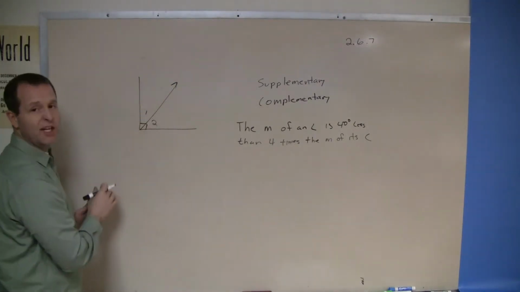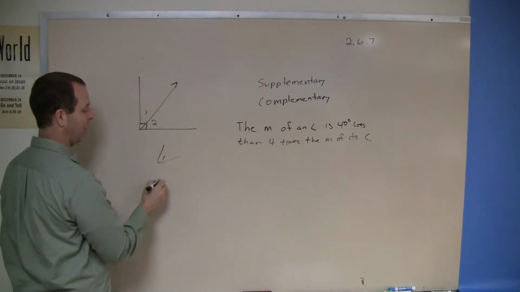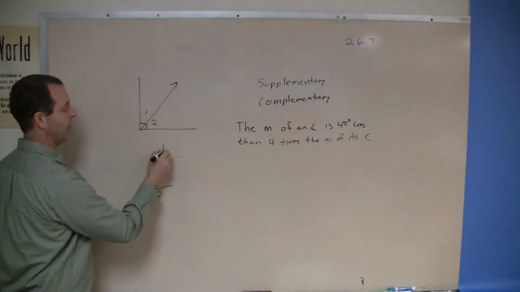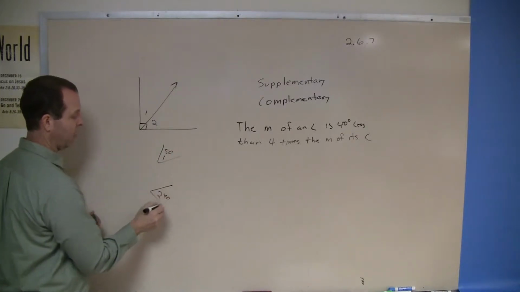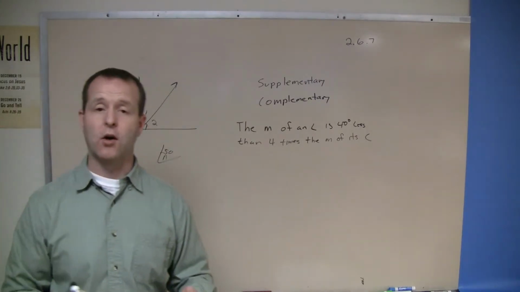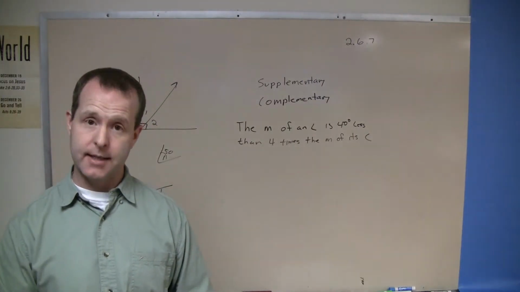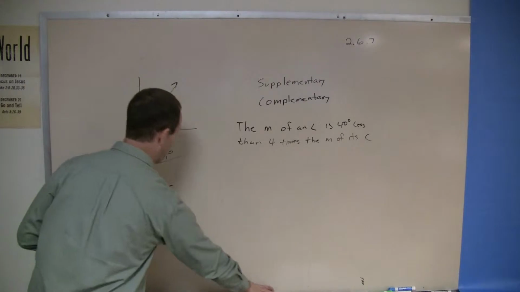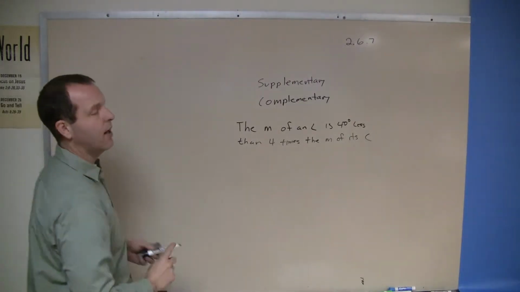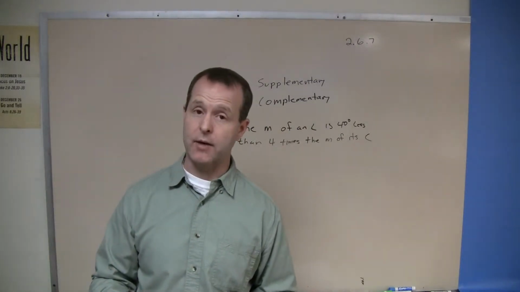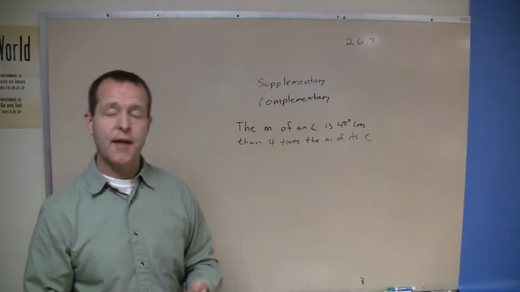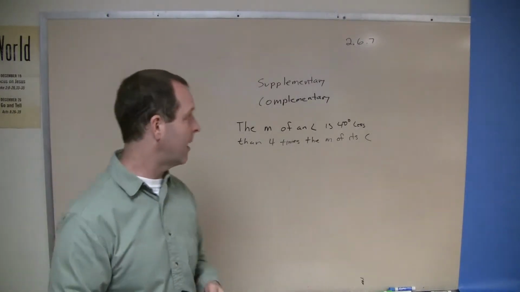They don't have to be next to each other. I could have had angle 1 there and then angle 2 over there. And if I knew that their measures were, say, 50 and 40, I would know that they were complementary angles because they add up to 90 degrees. Likewise, we have something called supplementary angles. Supplementary means that they add up to 180 degrees. So sometimes we're going to be looking for angles in terms of what they supplement.